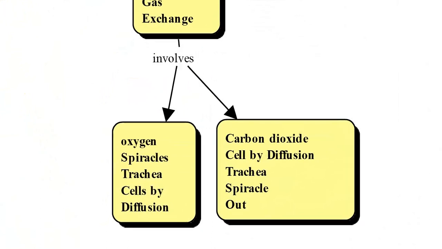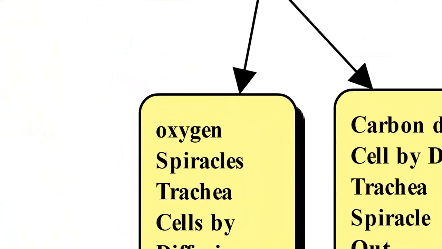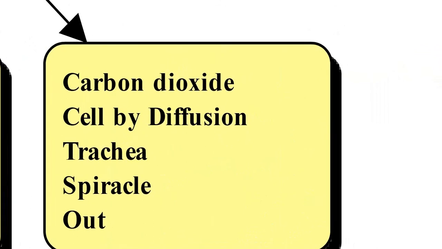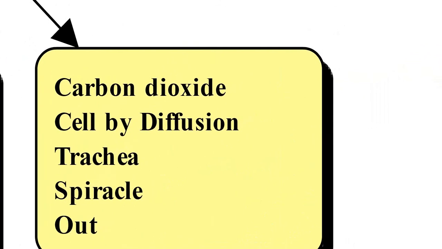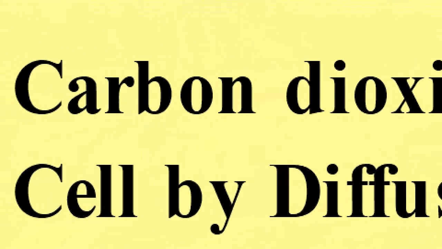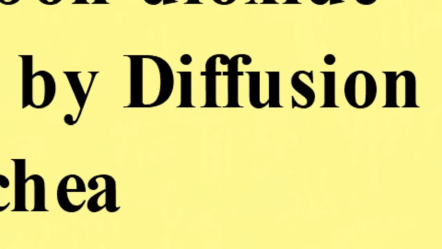Now we'll see breathing in. Oxygen goes into spiracles and then from the spiracles to the trachea, and from the trachea it enters the cells by a process called diffusion. Now we'll go to exhalation. During cellular respiration, carbon dioxide is produced inside the cell and this goes to the trachea by a process called diffusion. From the trachea, it goes to the spiracles and goes out of the cockroach's body.